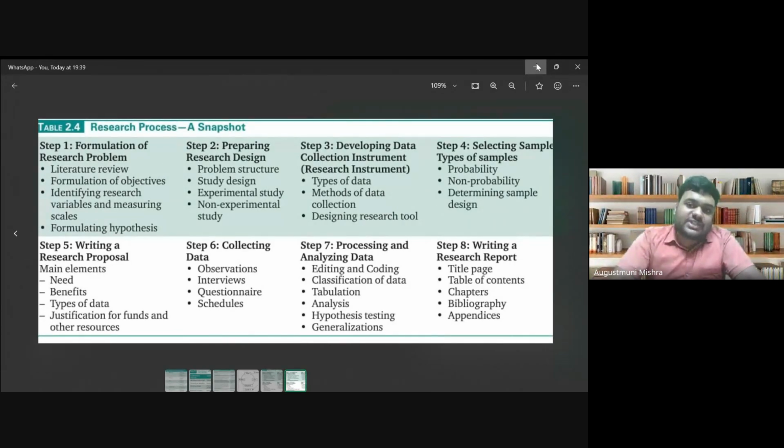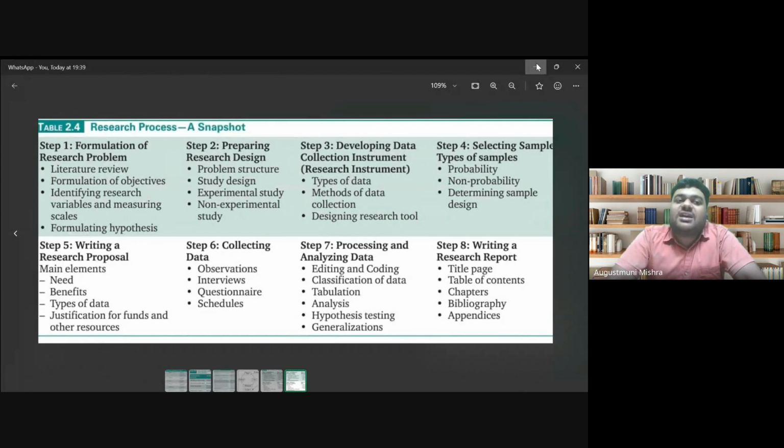As I have discussed earlier, in qualitative research people sometimes also use quantitative tools. That makes their research more reliable and validated. So after developing the data collection instrument, you select the sampling, probability or non-probability sampling. What will be the sample design? This is the fourth step, which we have already discussed in random and non-random sampling.